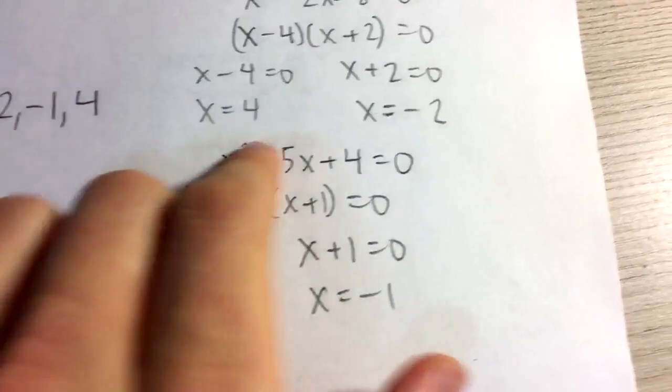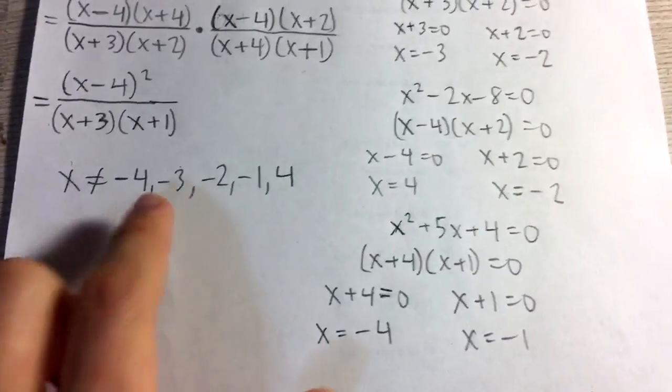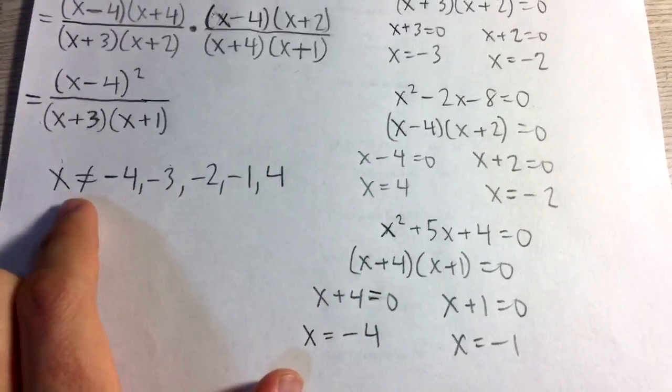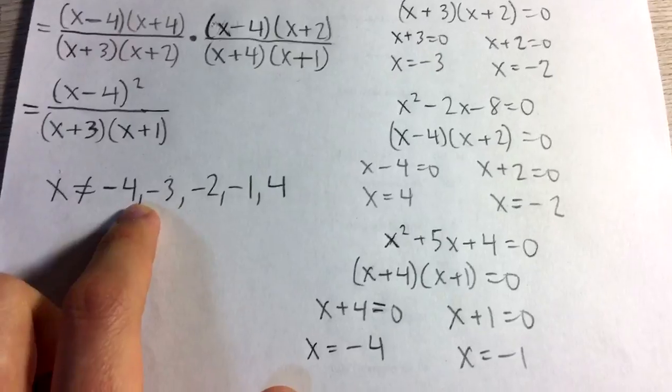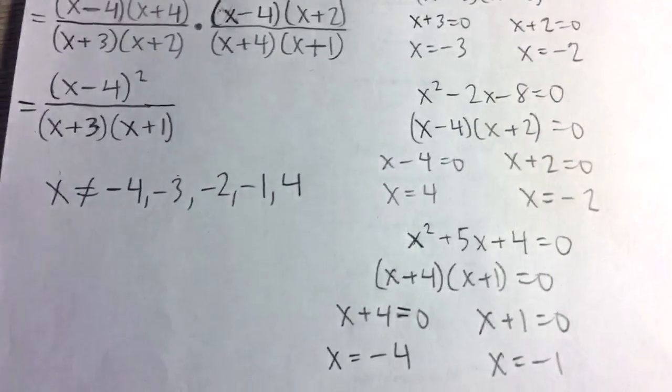So we look at all 6 of these x values. You can see negative 2 is repeated, so it's only 5. And we see that x cannot be negative 4, negative 3, negative 2, negative 1, and positive 4. So that's our domain.